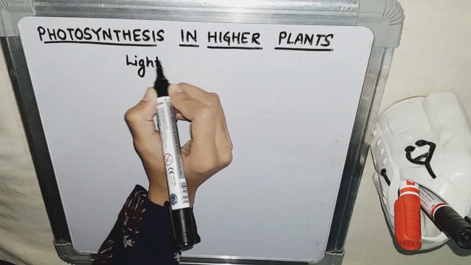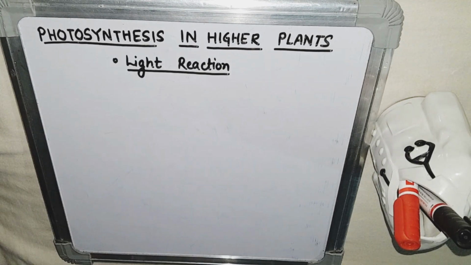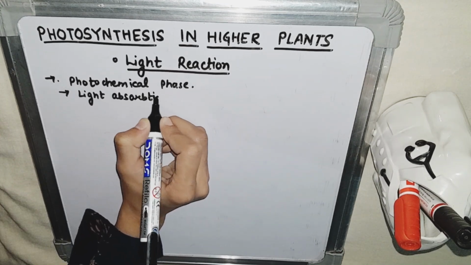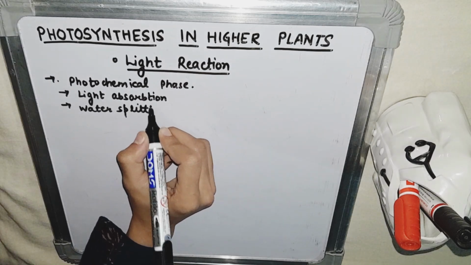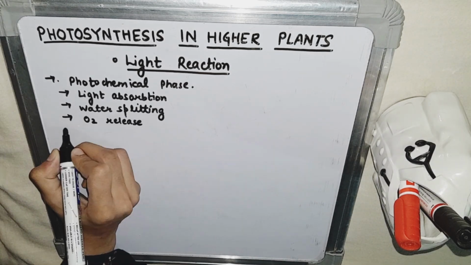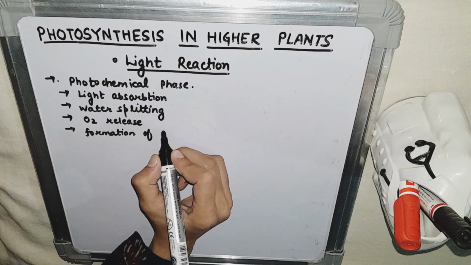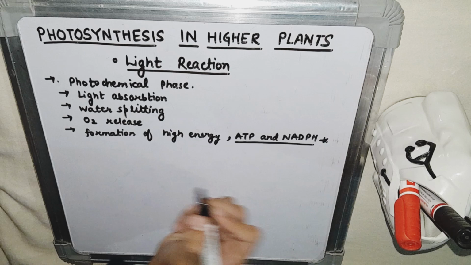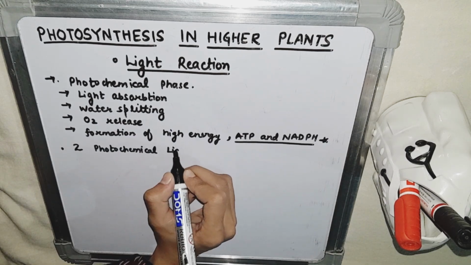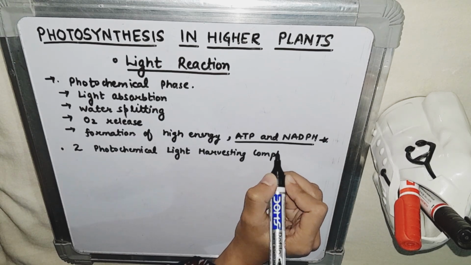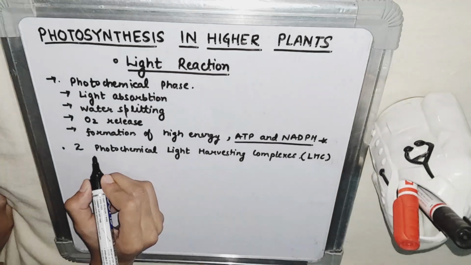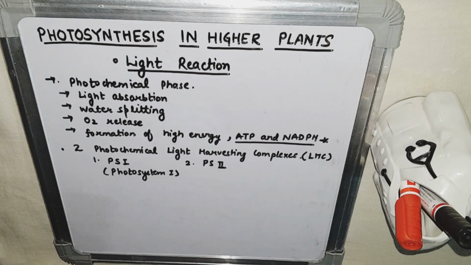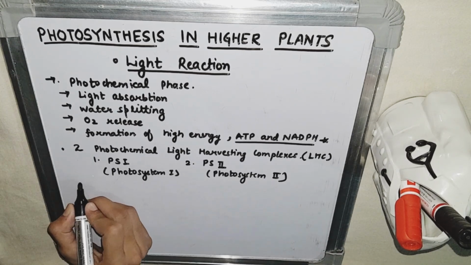Next topic is the light reaction. Light reaction is also known as the photochemical phase. It involves the following phases. First, light absorption, then water splitting, then oxygen release, and finally the formation of high energy ATP and NADPH. There are basically two photochemical light harvesting complexes. First is PS1 and second is PS2. PS1 is called photosystem 1 and PS2 is called photosystem 2.